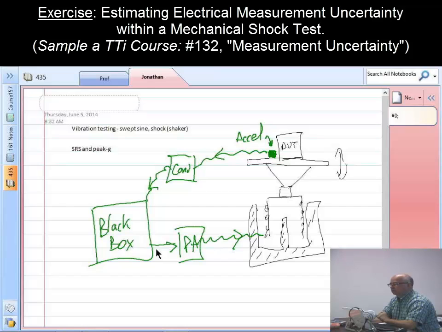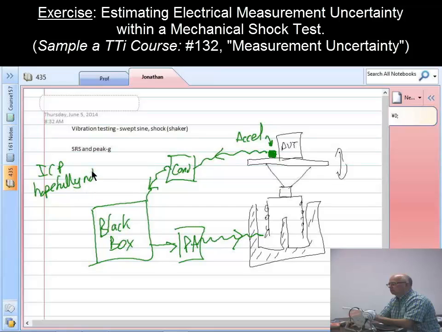Yeah, so you have the accel, then there's a cable that goes to the signal conditioner. With accelerometers, a lot of times we either use ICP or charge. The signal conditioner is sometimes independent of the black box, and the black box can be referred to as our vibration control system. Each of these components has its own calibration that gets carried in.